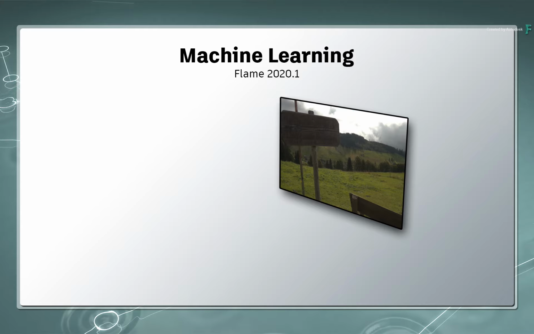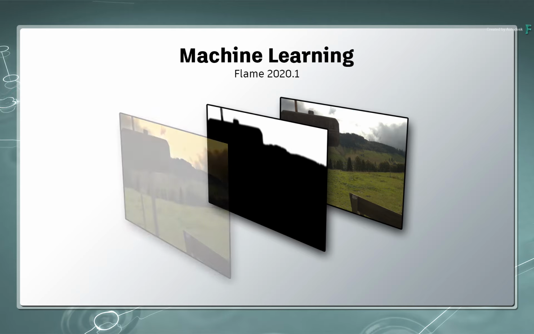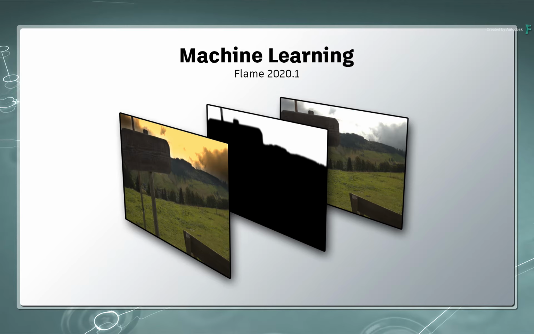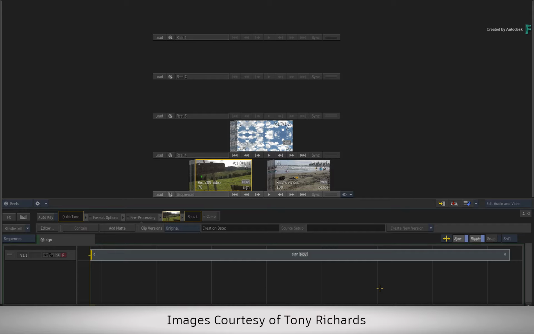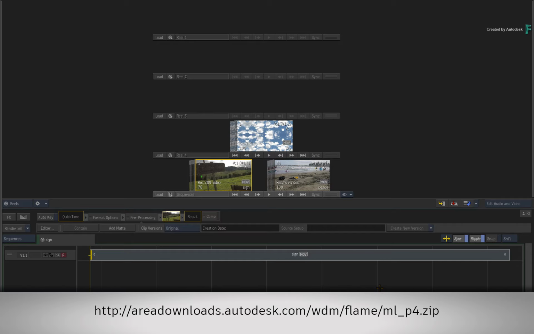For example, you may want to grade the sky or perhaps even do a sky replacement. We'll run through 2 examples and discuss some of the finer details as the video progresses. If you would like to follow along, please download the media via the YouTube description or use the link that is currently displayed.